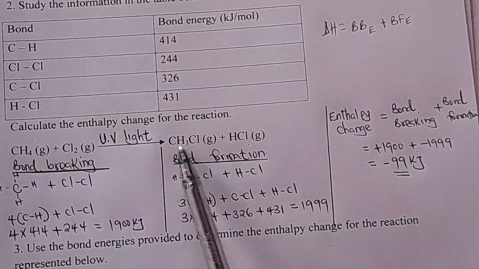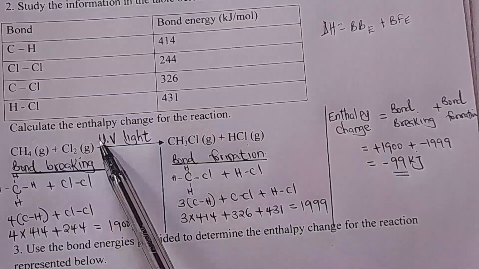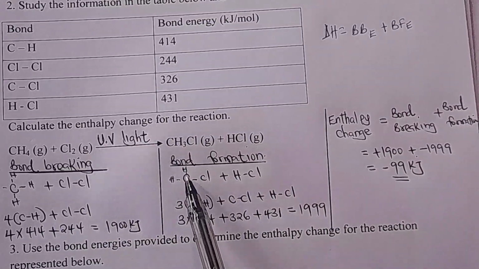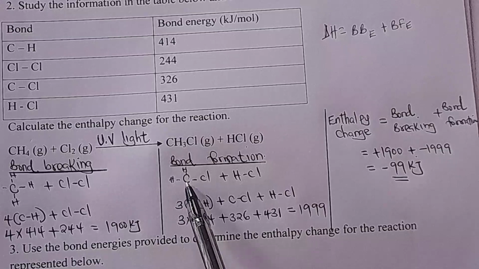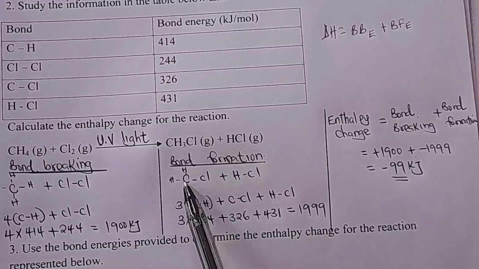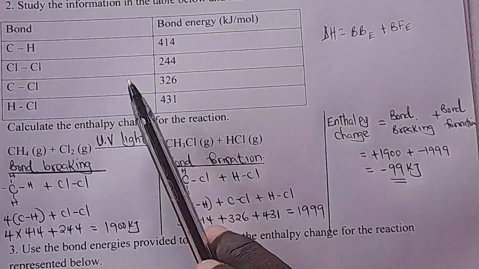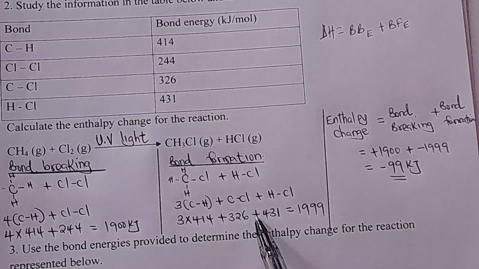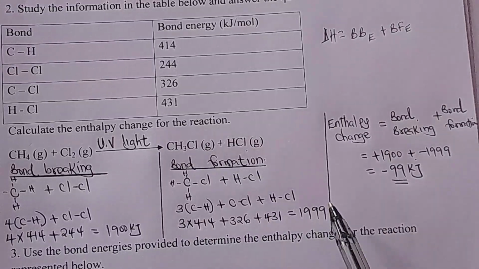On the product side, you have chloromethane, CH3Cl, which is a gas, plus hydrogen chloride gas. This is a substitution reaction, and we have UV light or ultraviolet light. So here you have carbon bonded to 3 hydrogen atoms, and also chlorine. And here we have hydrogen bonding with chlorine, hydrogen chloride gas. So carbon to hydrogen, we have 3, plus carbon to chlorine of 1, then hydrogen to chlorine, which is 1. So 3 times the carbon to hydrogen bond energy of 414, plus carbon to chlorine, 326, plus hydrogen to chlorine down here, 431. If you sum all this up, you're going to get 1999 kilojoules.